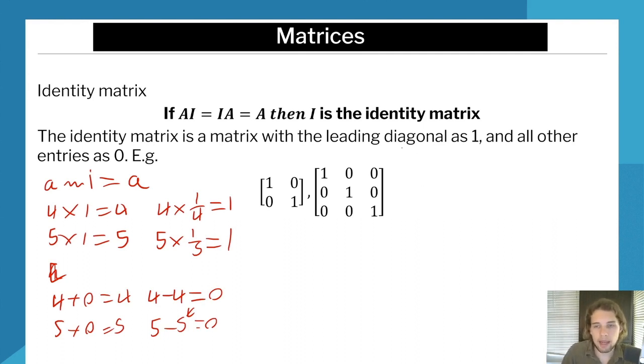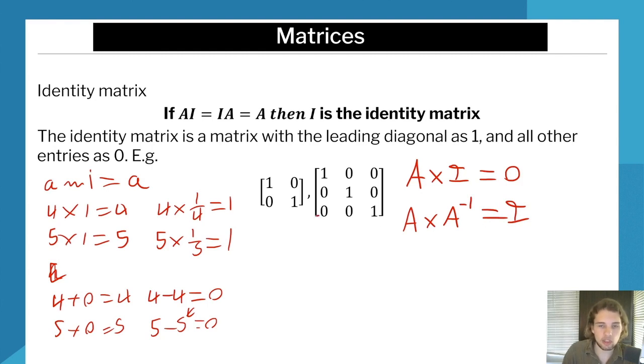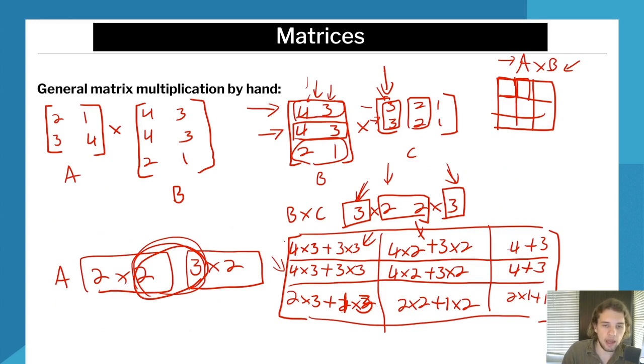Now, an identity matrix is the same idea. You have a matrix, you multiply it by the identity, it equals the same thing. You multiply a matrix by the inverse of that matrix, it creates the identity. So an identity matrix looks like this. And there's multiple different levels, because remember, you can only multiply A by B, and this time let's do A by I, if this is true.